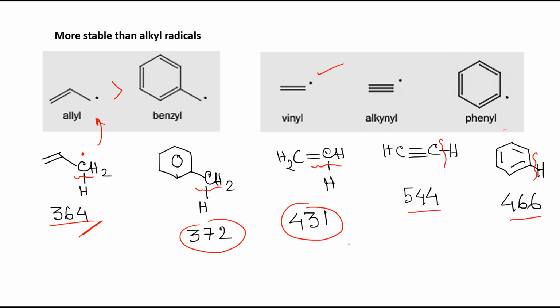But if you compare with the alkyl radicals, the four examples in the previous slide, now you can say that these are less stable than the alkyl radicals, which is clear from these values. Fine. Next we will see some examples of stable radicals.